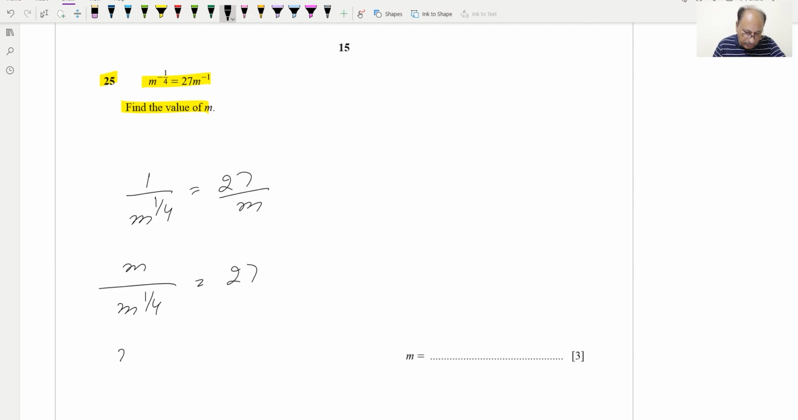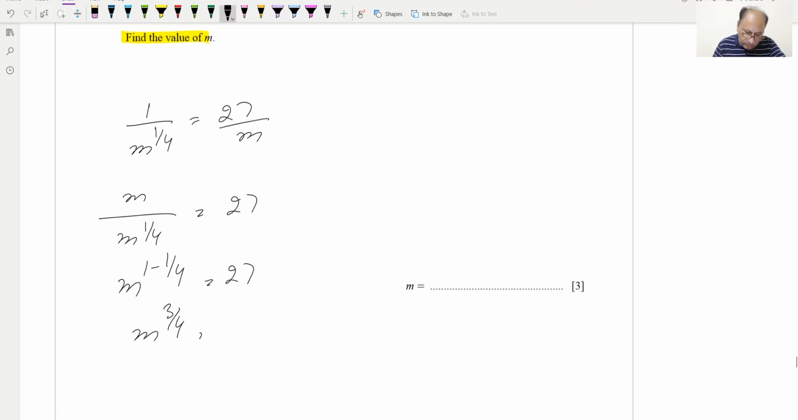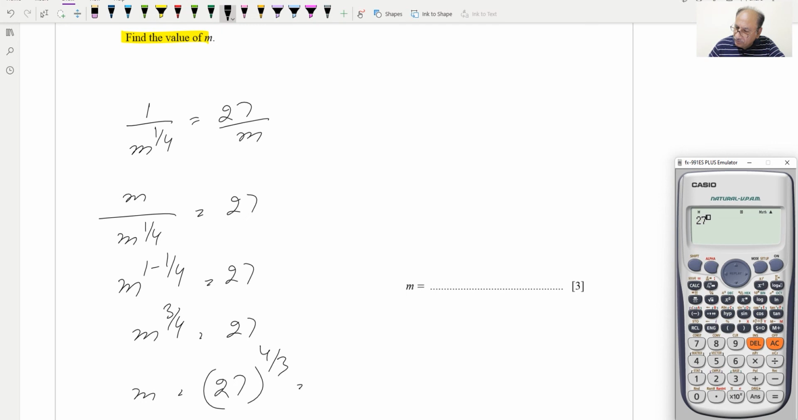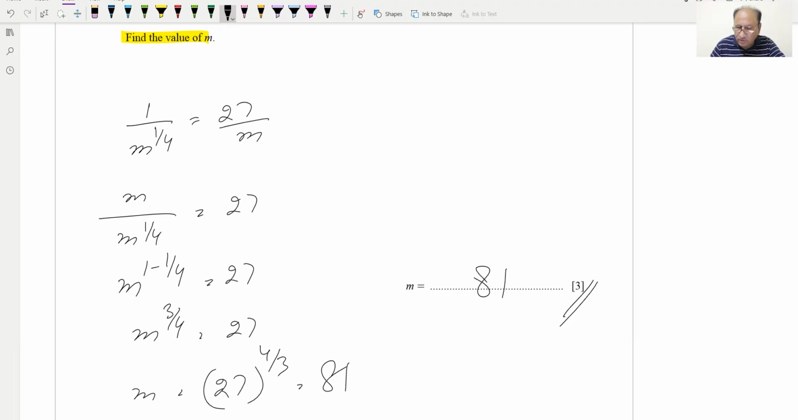and we can write it as m raised to 1 minus 1 by 4. This is m raised to 1, so 1 minus 1 by 4 is equal to 27. So m raised to 1 minus 1 by 4 can be written as 3 by 4 is equal to 27. So m will be equal to 27 raised to the power 4 by 3, and 27 raised to the power 4 over 3 will be equal to 81. So the answer will be 81, and this is for a 3-mark question.